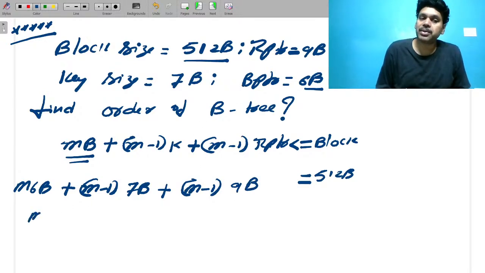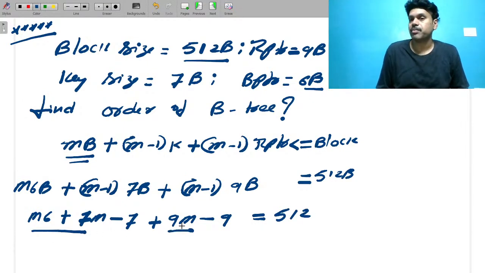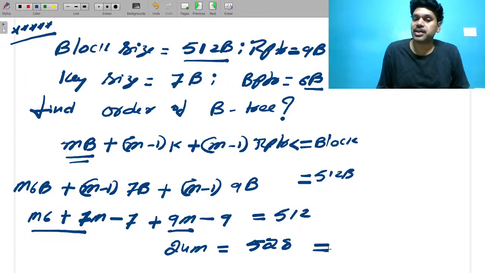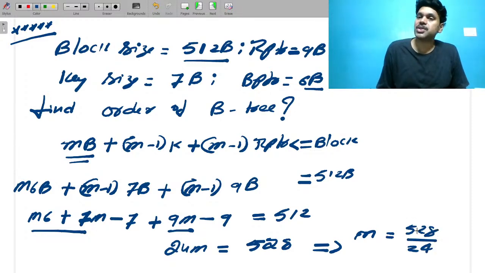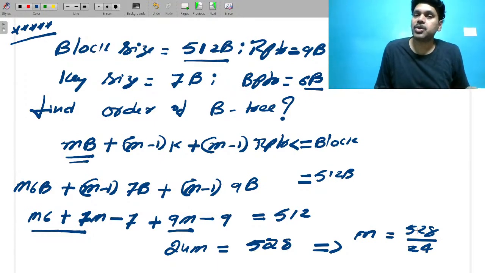So convert them into numerical. This is 6M plus 7M minus 7 plus 9M minus 9 is equal to 512. So 6 plus 7 plus 9, that is 22M, is equal to 528, which gives M is equal to 528 by 22. This is your B tree. One order is for all the nodes: root, internal node and leaf node.